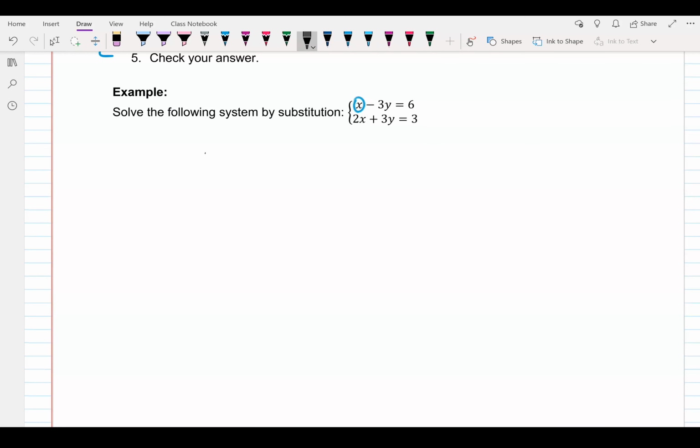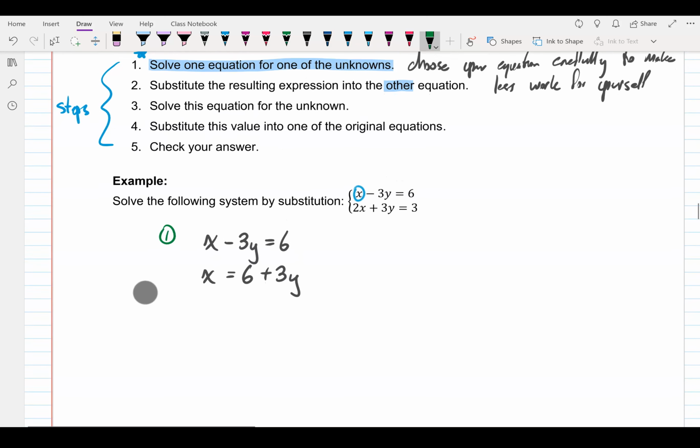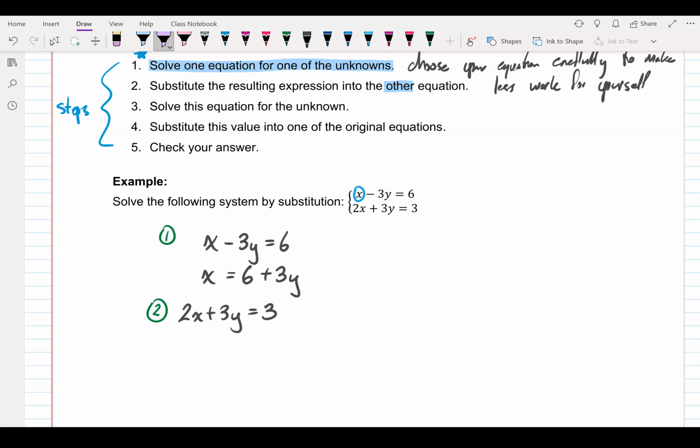That's our first step. So write down x minus 3y equals 6. I'm kind of using equation 1 here, if you can think about it that way. And then the solve for x is as easy as putting the 3y to the other side. So that's our first step. Okay, it said here solve one equation for one of the unknowns. I've solved for x. Second step, substitute the resulting expression into the other equation. All right, so substitute what I have into the other equation. Well, my other equation is 2x plus 3y equals 3, but I know that x is this. So I'm going to replace it. That means 2 times 6 plus 3y, plus 3y equals 3.